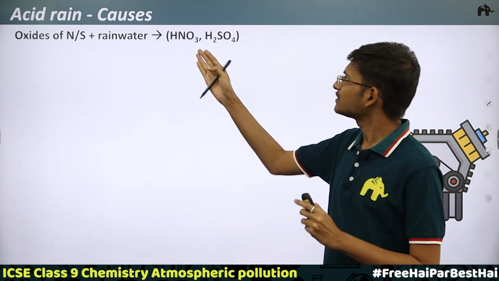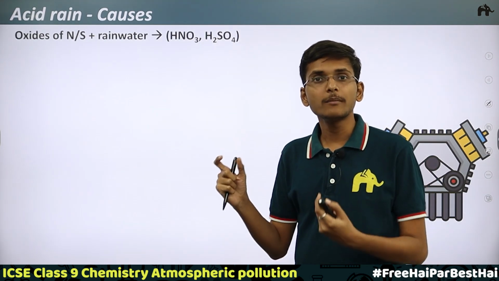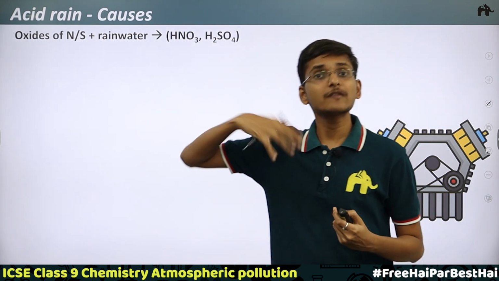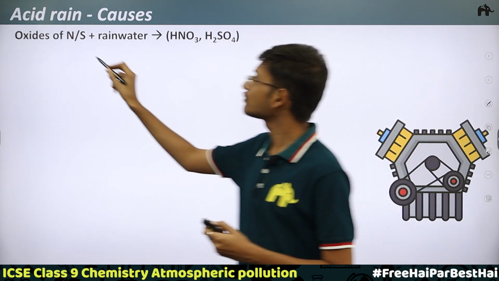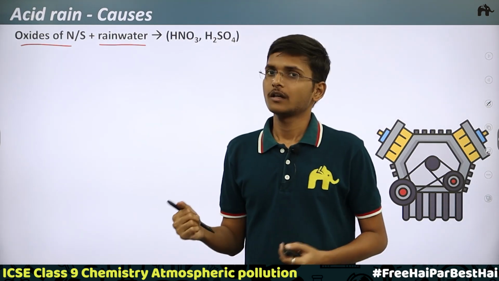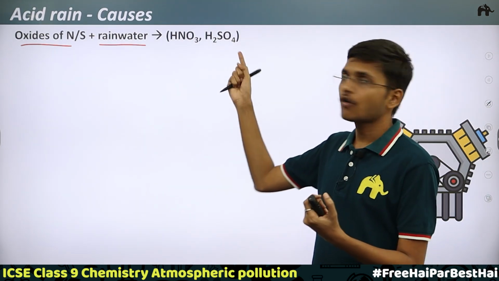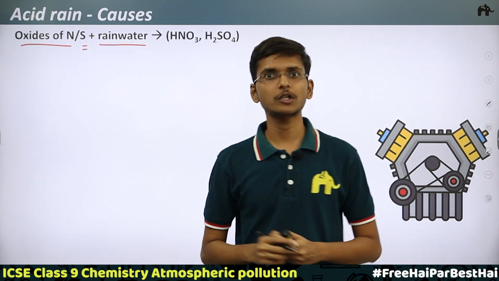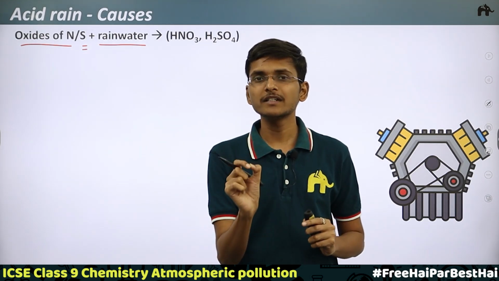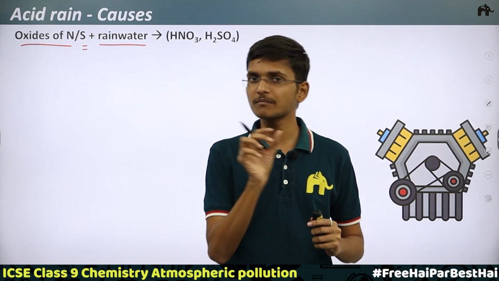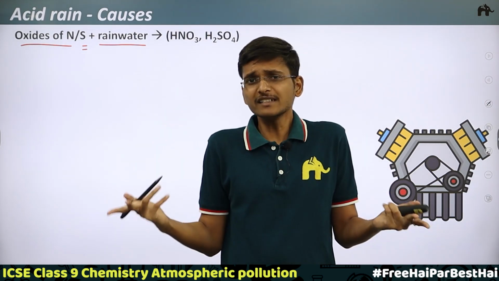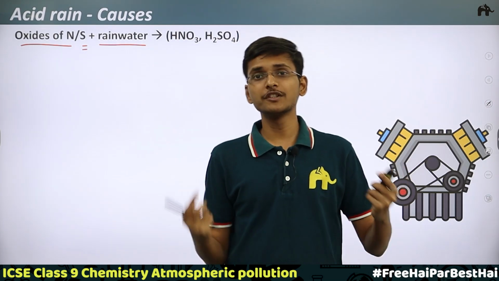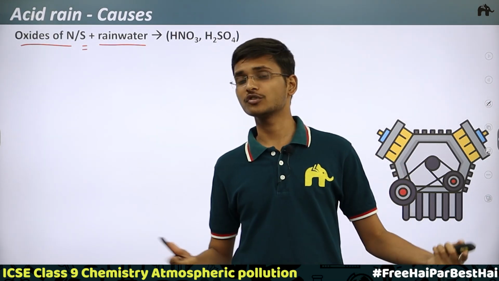So these acids, nitric acid or sulfuric acid, are formed, now particularly the nitric acid is formed when the oxides of nitrogen combine with the rainwater. Superb. And particularly sulfuric acid is formed when the oxides of sulfur combine with the rainwater. Now let's see one by one how these oxides of nitrogen combine with rainwater, and first of all, where these oxides of nitrogen or oxides of sulfur are coming from, which in turn react with the rainwater and produce these acids.